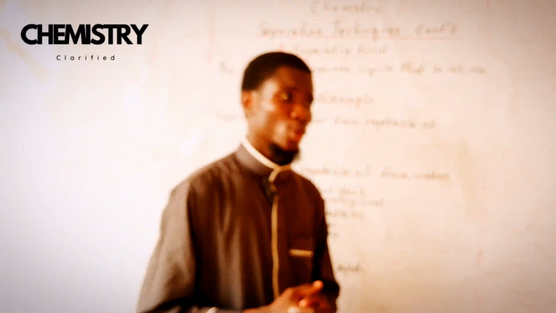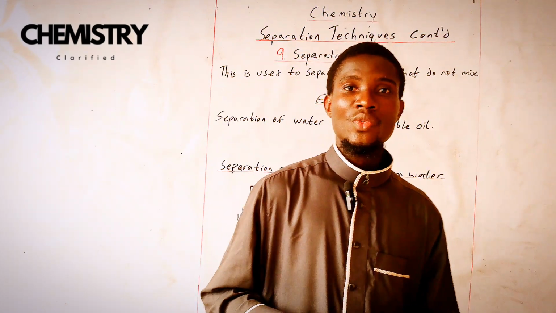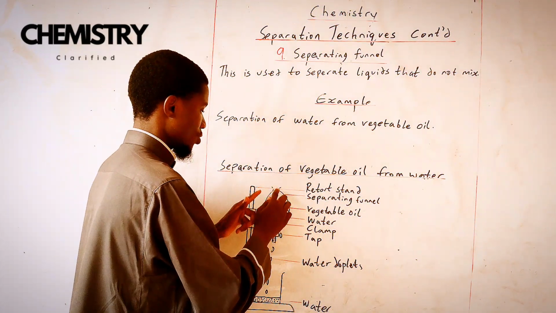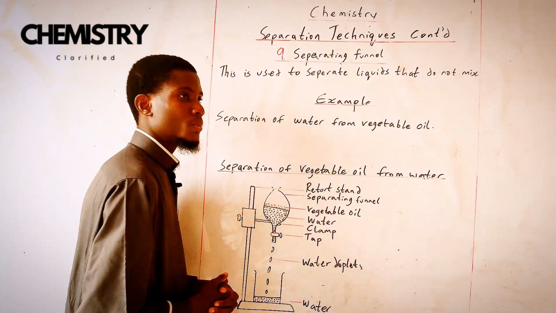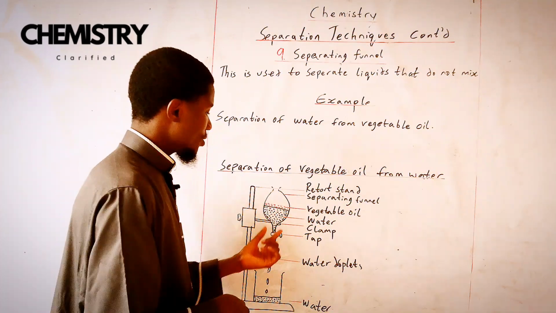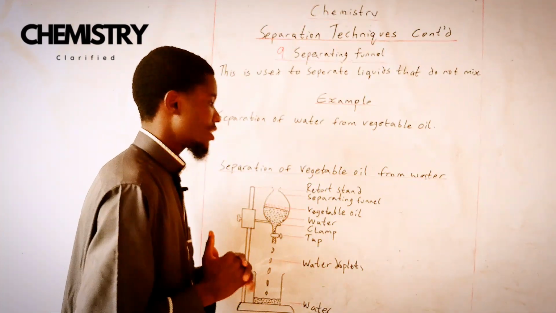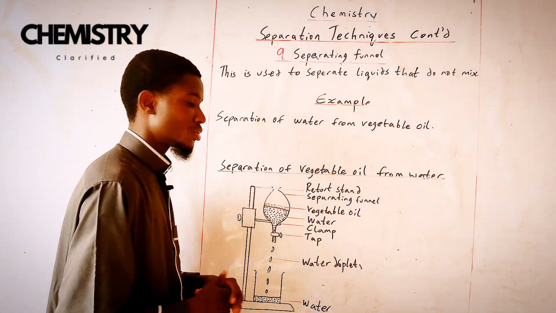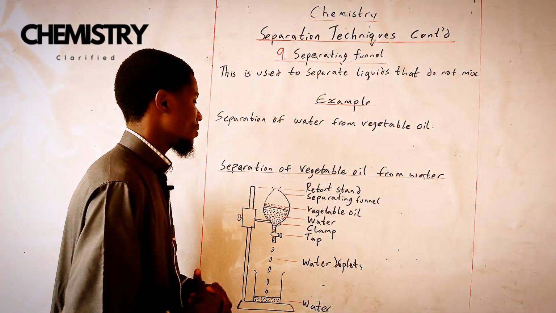Now, if you want to use the separating funnel method, this is what you are going to do. There is a laboratory apparatus called the separating funnel. This is how this particular apparatus looks. Now, you are going to pour in the water and the vegetable oil, and then you allow it to sit there for some time. At the end of the day, you see that the water is going to come to the bottom, and then the vegetable oil is going to float on the water.